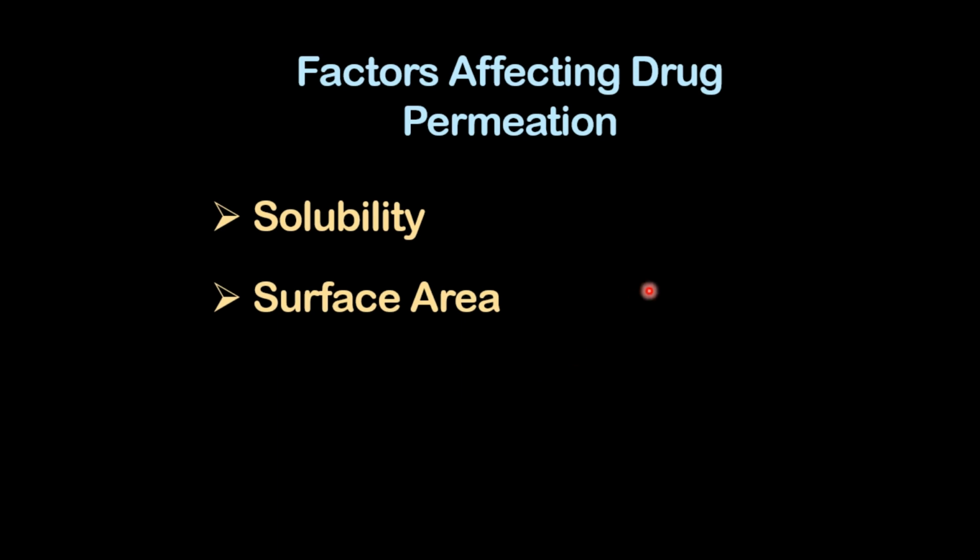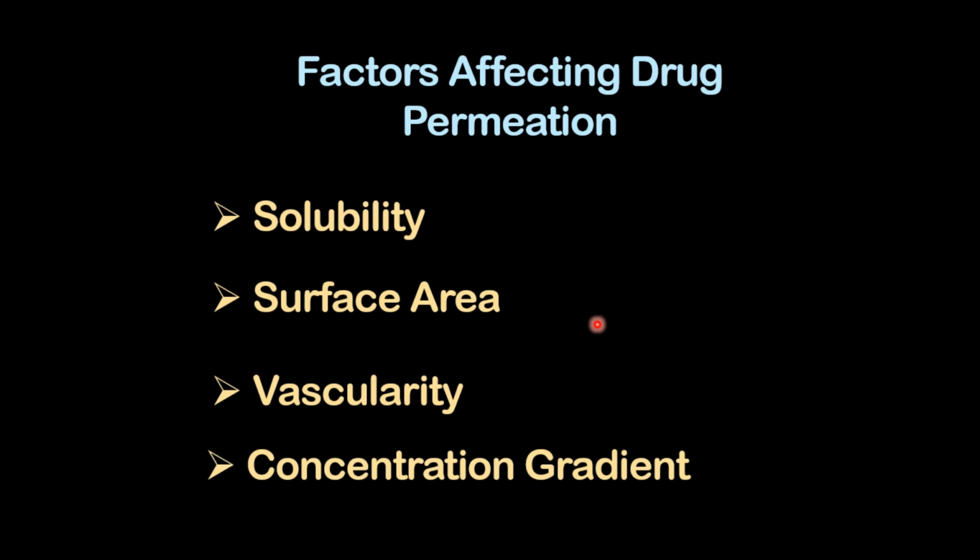The more the surface area, the more the drug will cross the membrane and then reach the systemic circulation. So this is another factor that is directly proportional to the drug movement. The third one is the vascularity. The more the vascularity, the more the drug will reach the systemic circulation, and vice versa. And the final is the concentration gradient, that is, the difference in concentration between the two compartments. So these are the four very important factors that contribute to the complete absorption and further distribution of the drug. Thank you very much.